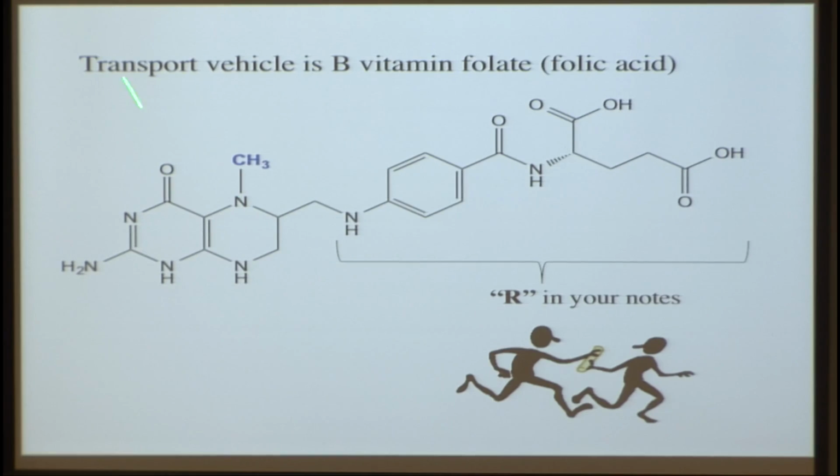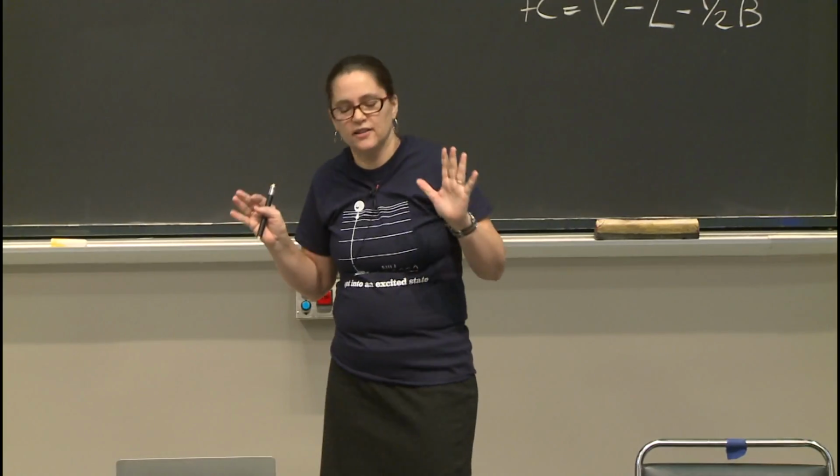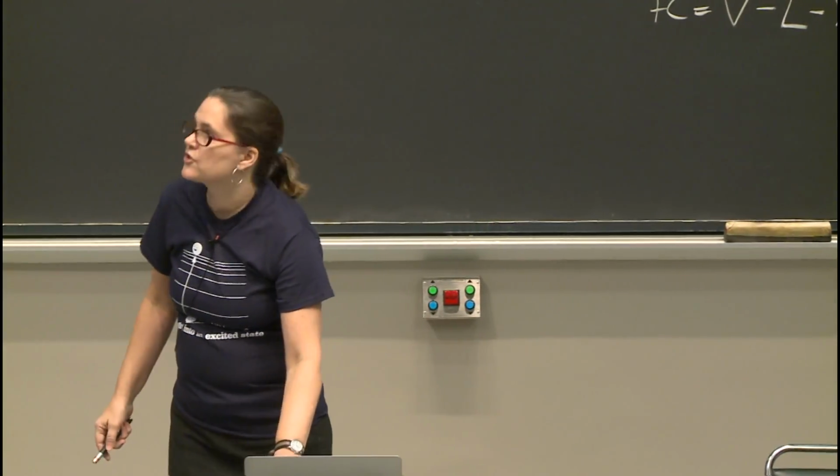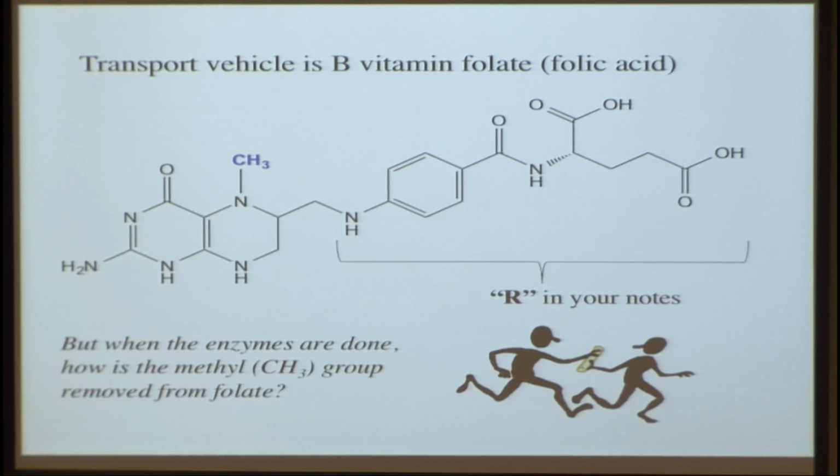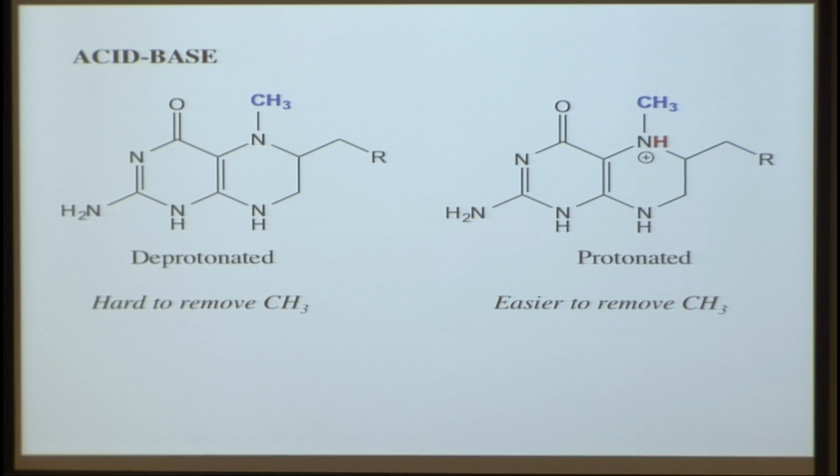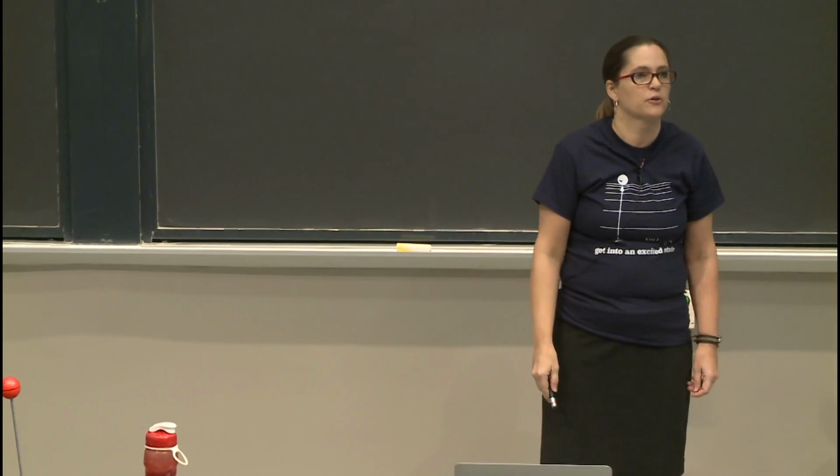You get to the end. How do you get the methyl group off the folic acid? Great vehicle, but you need a final step. You need to remove it when you're done. So when the enzymes are done, how is this methyl group, CH3 group, removed? And now we need to think about acid-base chemistry. So it turns out that the deprotonated form of folic acid, very hard to remove the methyl group, whereas the protonated form of folic acid here, with the proton H in red, it's much easier to remove the methyl group.